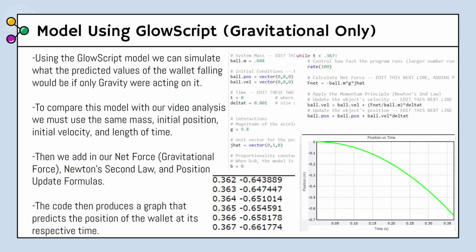So using the GlowScript model, we can simulate what the predicted values of the wallet falling would be if only gravity were acting on it. To compare this model with our video analysis, we must use the same values, including the mass, initial position, initial velocity, and length of time that were found in our experiment. Then we also add in our net force, or specifically gravitational force in this scenario, our Newton's second law, and position update formulas into our code. This code then produces a graph that predicts the position of the wallet at its respective time.